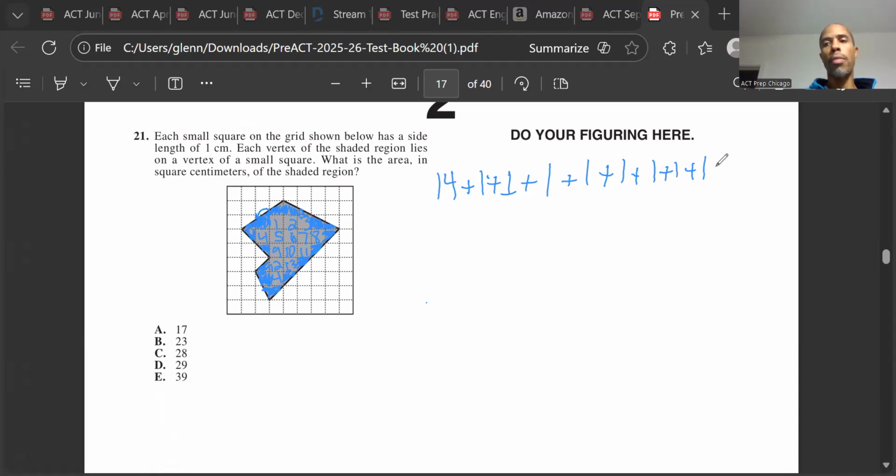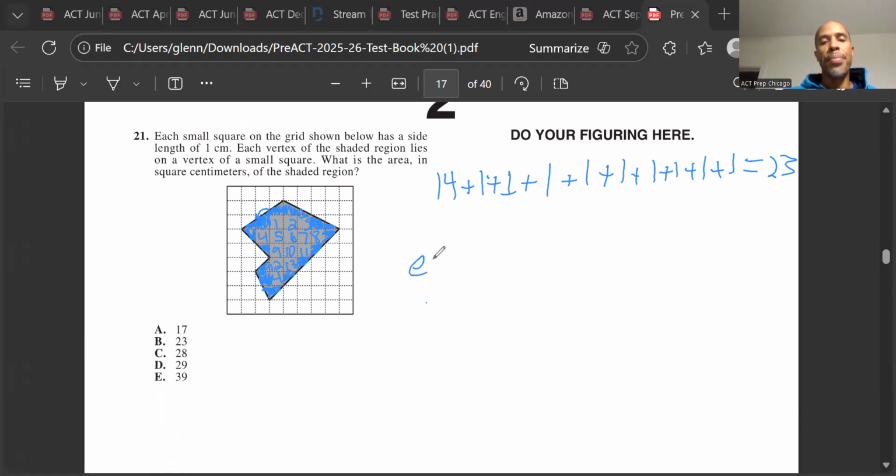So it looks like we got everyone accounted for, and we were able to put certain small ones together to make whole ones. So we got what, 14, 15, 16, 17, 18, 19, 20, 21, 22, 23. So that's 23 squares. And because they said that each side length is 1 centimeter, that means each square is 1 centimeter square, right? So it says, well, what is the area in square centimeters, right?